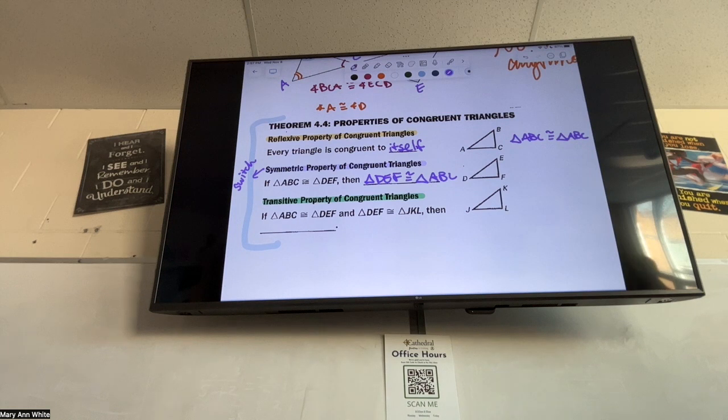And the last one, transitive, we've done pretty regularly. It says if triangle ABC is congruent to triangle DEF and triangle DEF is congruent to triangle JKL, then what's true? ABC is congruent to JKL. Why did you stop looking? Good, we just cross off that DEF and we can go directly to ABC and JKL. Cross that DEF out. Okay.